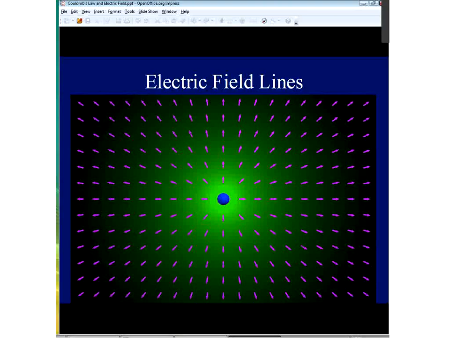Now you can understand why two field lines would never intersect each other. How can you have two directions of electric field at the same point, which is the point of intersection? Right? So they would never intersect, two field lines. Now that's true for gravitation or magnetism or electricity.